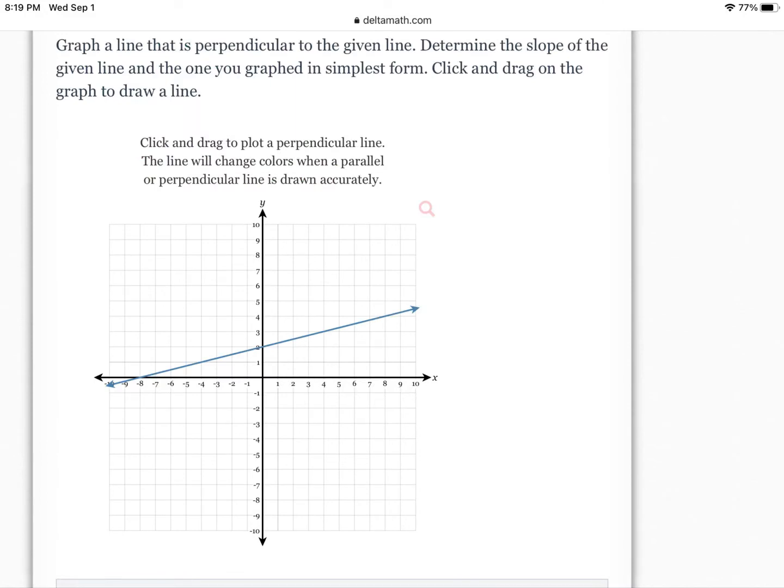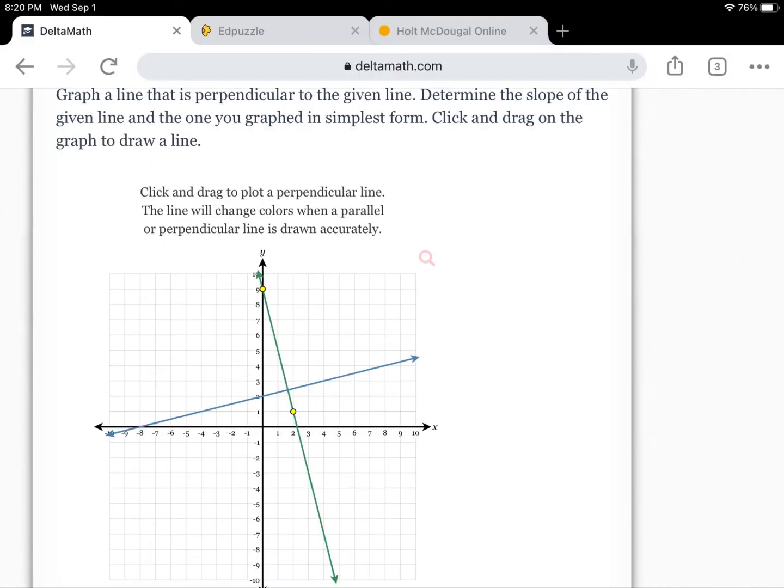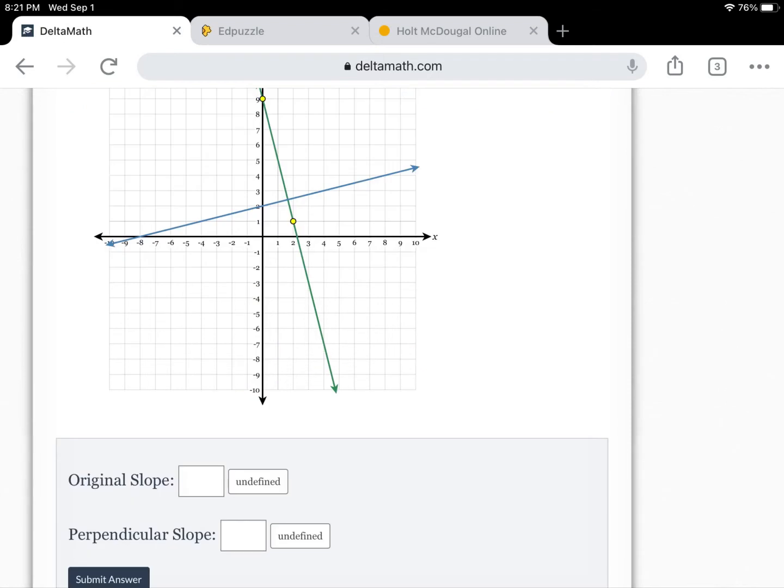Okay, so for this one, it wants one that is perpendicular. So again, you're going to click and drag a line, and once it's perpendicular, it'll be solid in color. So it'll look like this. And then you're going to continue with the slopes.